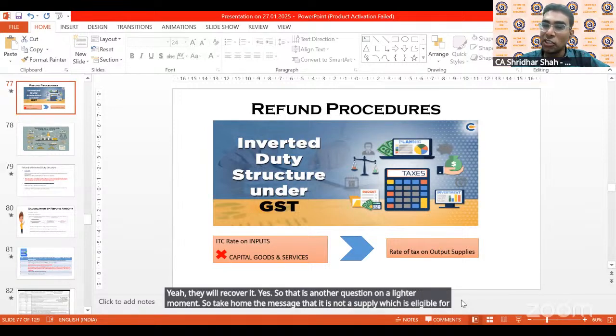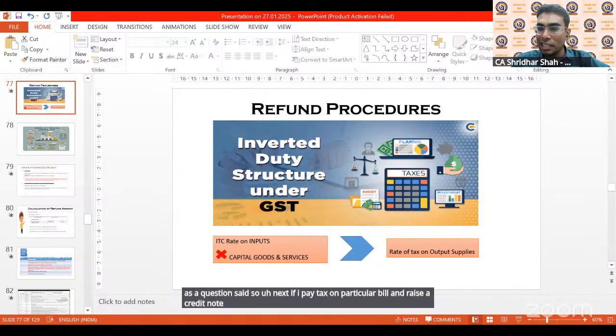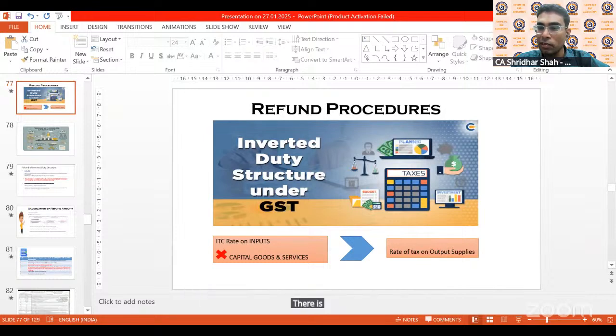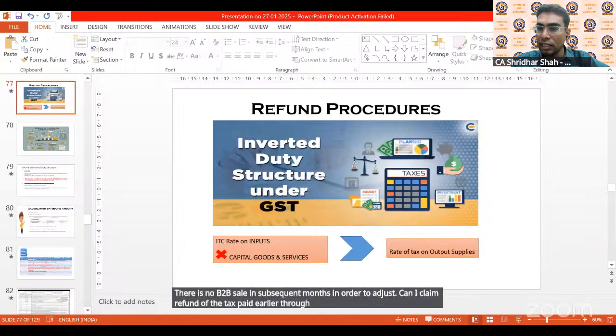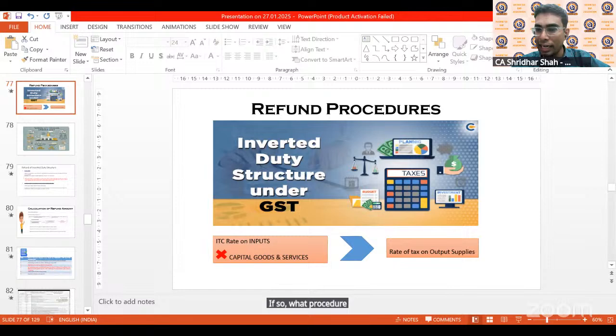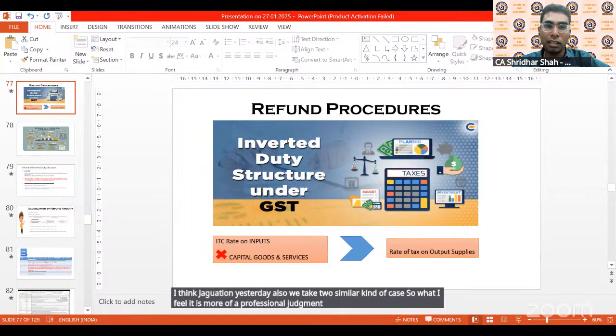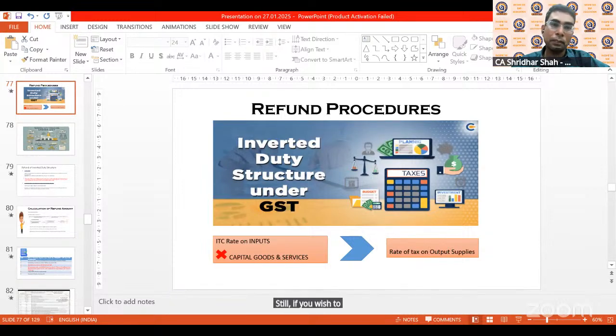As Jaykishan said. So next question: if I pay tax on a particular bill and raise a credit note on the same bill in the next month, however there is no B2B sale in subsequent months in order to adjust, can I claim refund of the tax paid earlier through RFD 01? If so, what procedure do I need to follow and what documents do I need to submit? Jaykishan, yesterday also we took a similar kind of case. I feel it is more of a professional judgment depending upon the specific situation. Still, if you wish to answer, you can.